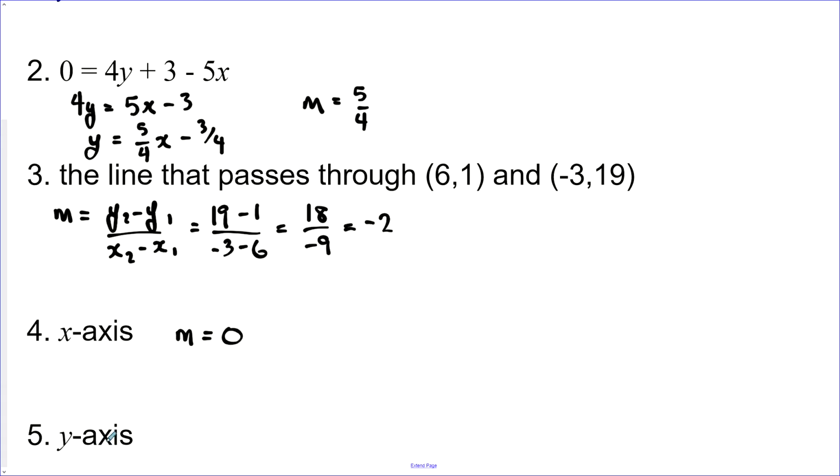The y-axis, now that's a straight vertical line, and the equation of the y-axis is x equals 0. So in here, we wouldn't really have an ability to measure the slope. So we would say the slope is undefined, and you might think of it as being an infinite slope.